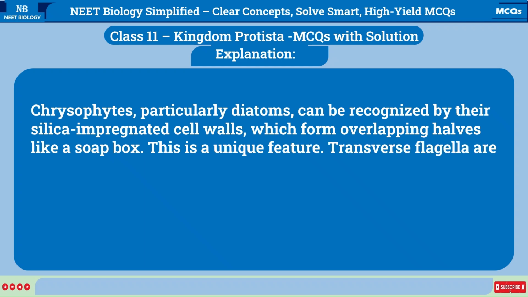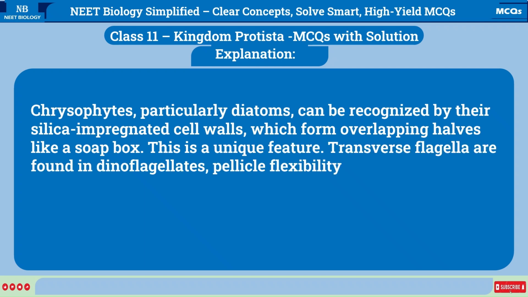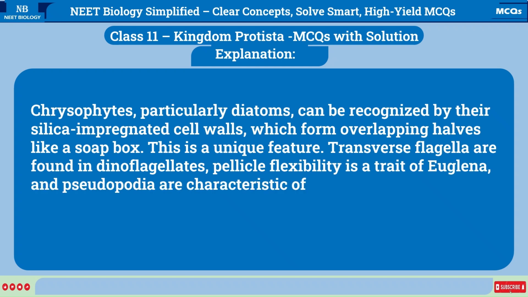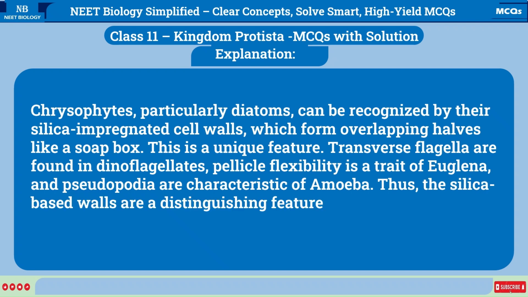Transverse flagella are found in dinoflagellates, pellicle flexibility is a trait of Euglena, and pseudopodia are characteristic of amoeba. Thus, the silica-based walls are a distinguishing feature of chrysophytes.